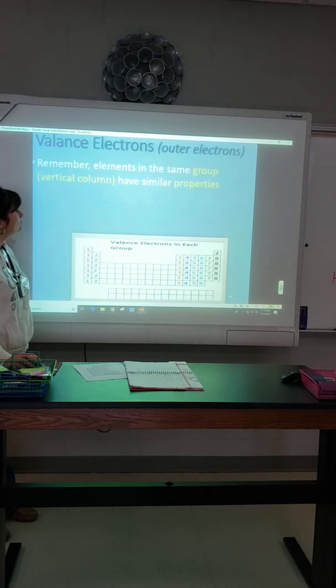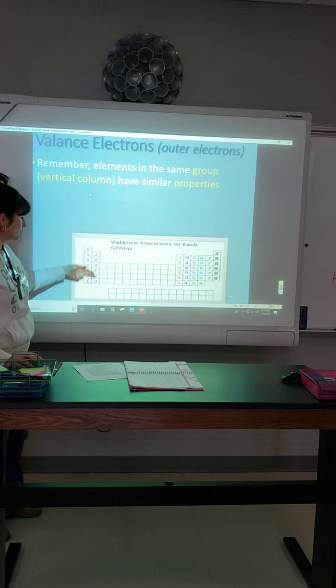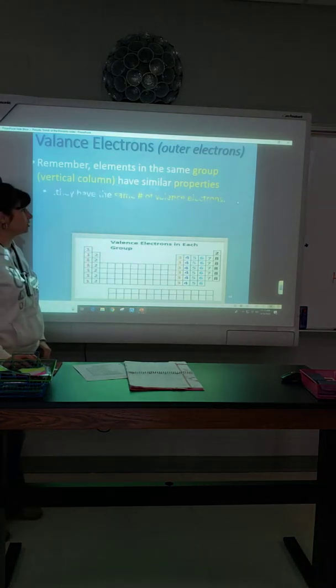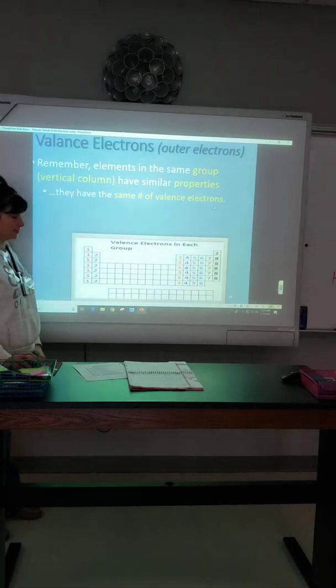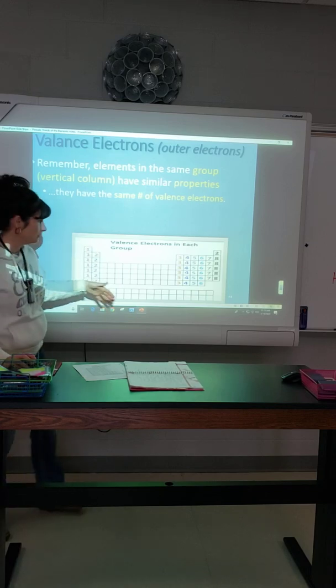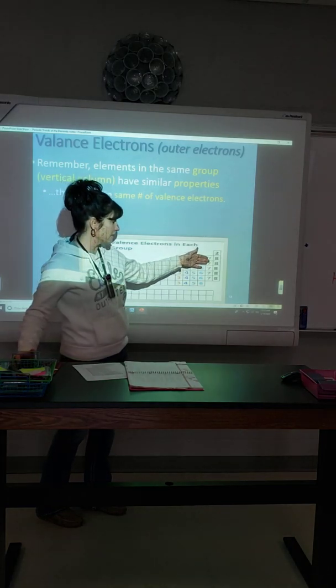Okay. So remember that the elements in the same group or vertical column have similar properties, and that they're arranged by the number of electrons that they have. So here's the arrangement. All of these are going to have 1 electron in the outer area. All of these will have 2 in the outer area. 3, 4, 5, 6, 7.